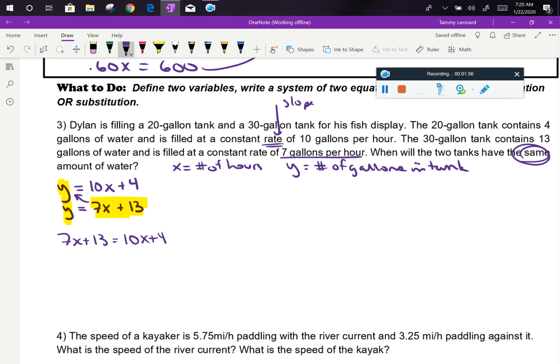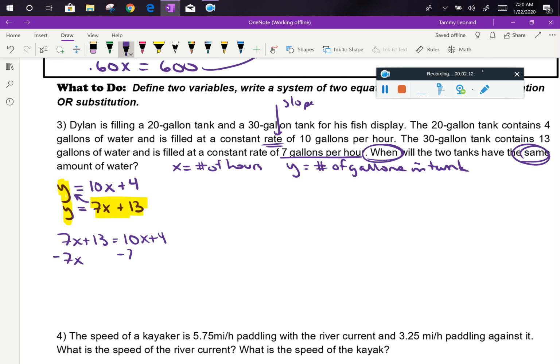Because notice it says, when do they contain the same amount of water? Notice it only says when. So that means when we find x, the number of hours, we'll be all done. We won't actually have to find both x and y for this particular problem.